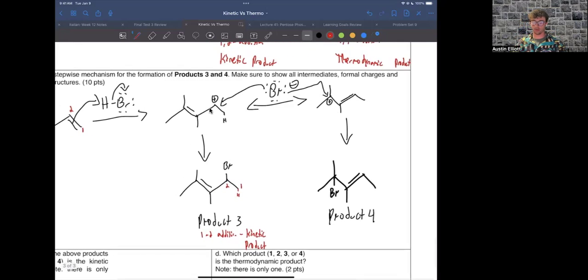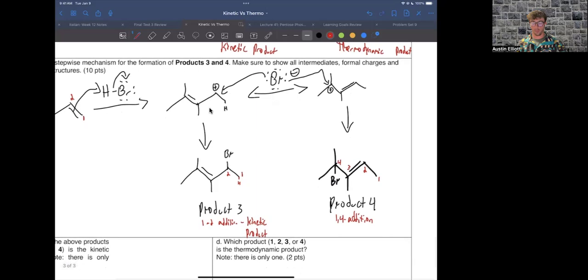Then we come over here to product 4. Once again, we'll label this 1, 2, 3, 4. And our hydrogen right there is still going to be on the end, and then our bromine's on the 4. So this is our 1, 4 addition product. But to decide if it's thermodynamic, we have to look at the substitution of our alkene.